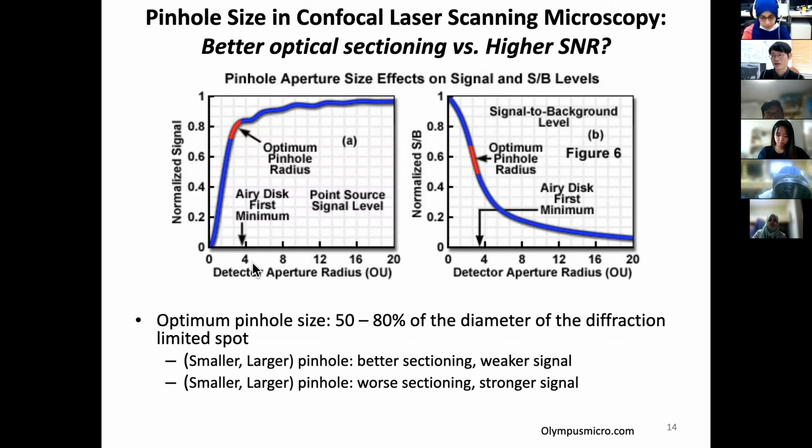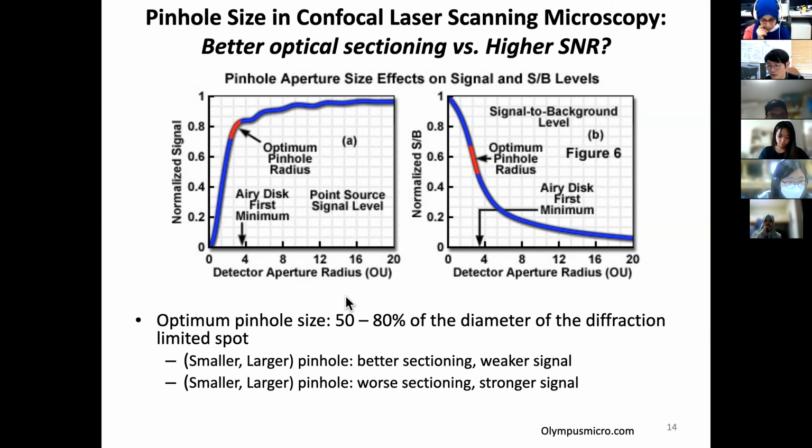And here are the results of a simulation. When the detector aperture radius gets bigger, yes, signal is going up, but unfortunately, when the aperture gets bigger, the background level also becomes a problem in terms of signal to background. So there exists some kind of optimal radius. So what is the rule of thumb? About 50 to 80% of the diameter of the diffraction limited spot can be used.